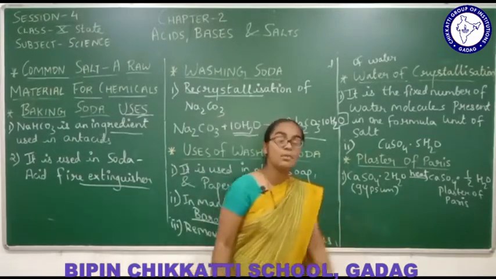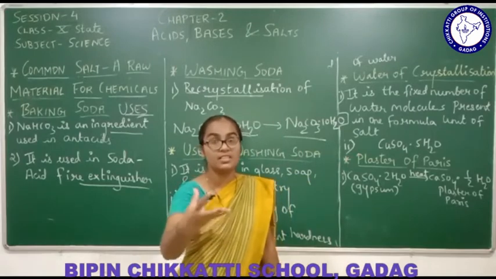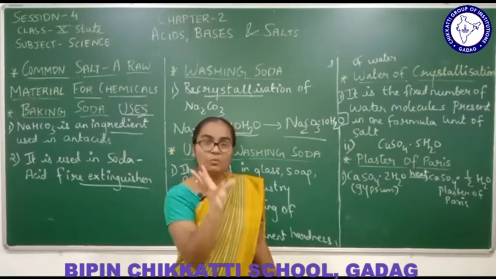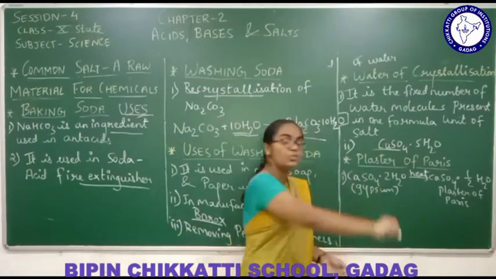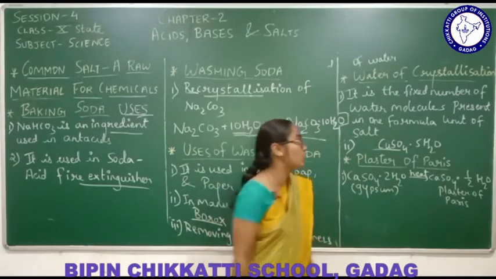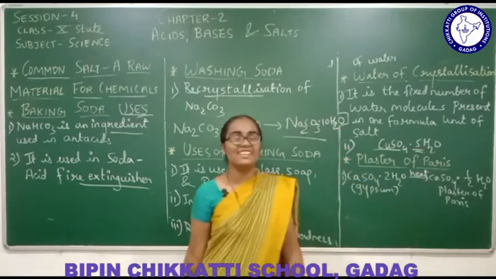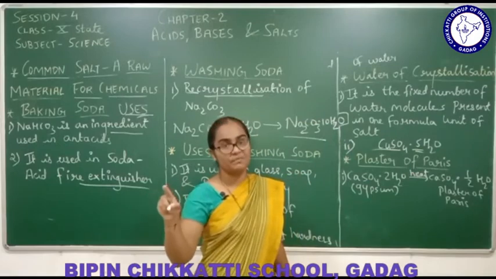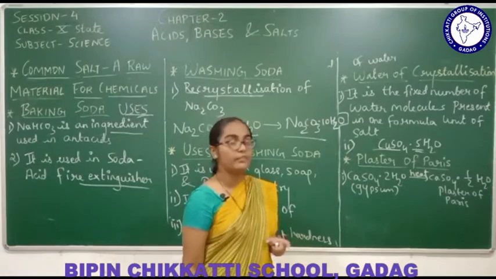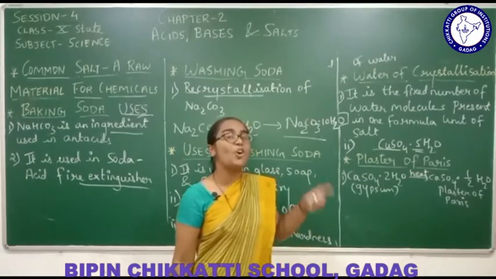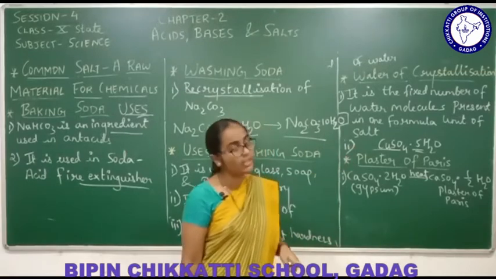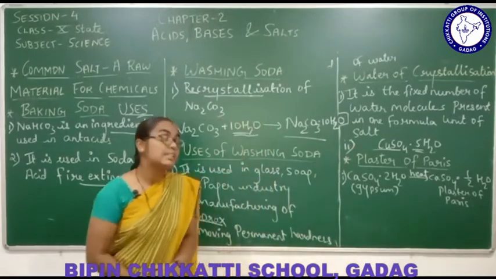Suppose let's take an example of copper sulfate. Now copper sulfate has the molecular formula CuSO4. This is a salt, one formula unit of salt. In one formula unit of salt, I need to add 5 water molecules, right? So it is pentahydrate. Penta means 5, right? So 5 water molecules are associated with the copper sulfate to form hydrated copper sulfate, with water of crystallization present within that copper sulfate. Okay, so that was all about the water of crystallization.